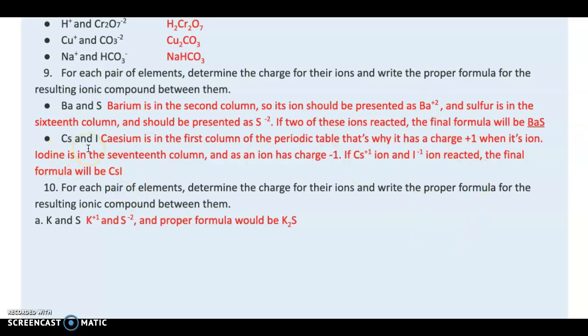Cesium and iodine. Cesium has a charge +1 and iodine is located in the 17th column and it will have a charge -1. So when those two react, cesium and iodine, you see +1 and over here is -1. The final formula is going to be like this. So CsI.